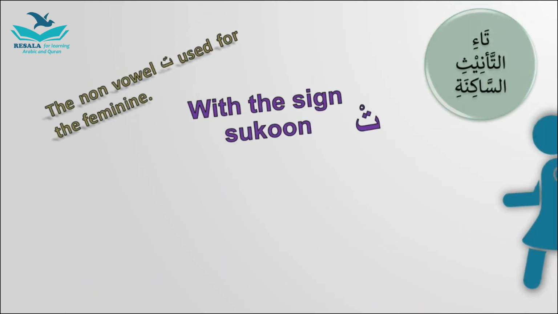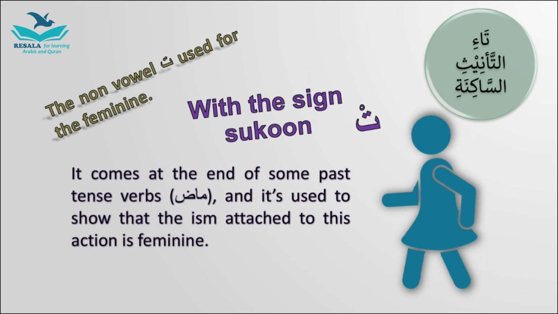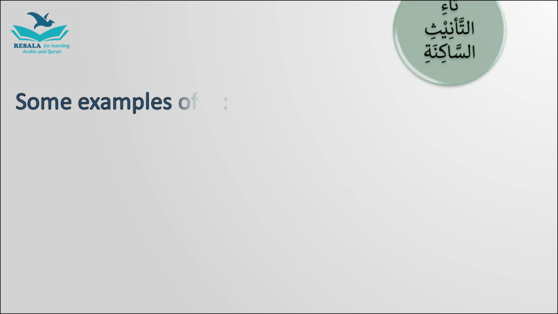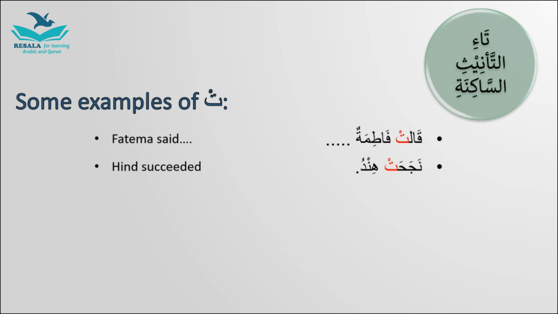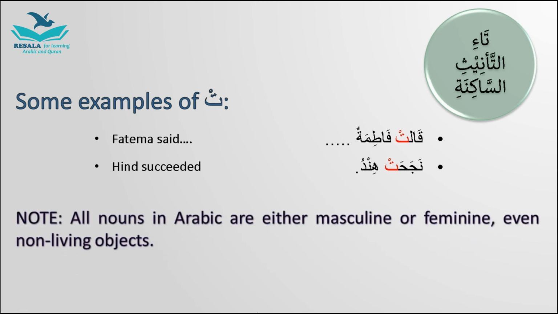This ta comes at the end of some past tense verbs, and it is used to show that the noun attached to the action is feminine. This noun can be the doer, the subject, such as in this example: قالت فاطمة. The word قال means he said. To feminize it, we add a non-vowel ta to make it قالت. And for sure, you have to take this note: all nouns in Arabic are either masculine or feminine, even non-living objects.